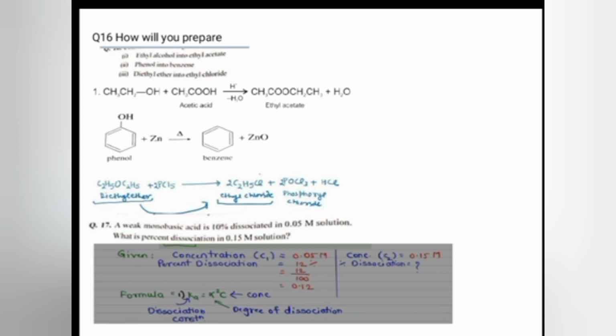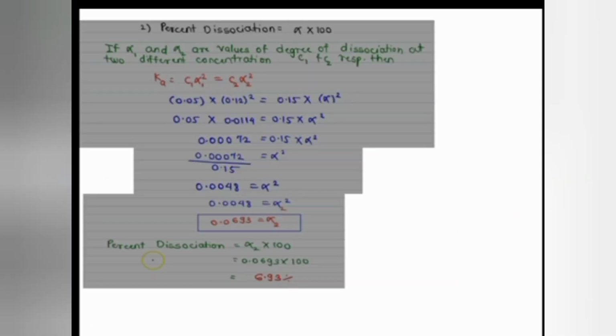One more, a weak monobasic acid is 10% dissociated in 0.05 molar solution. What is the percentage of dissociation in 0.15 molar solution? The percentage of dissociation is 6.93. The numerical is already solved in front of you.